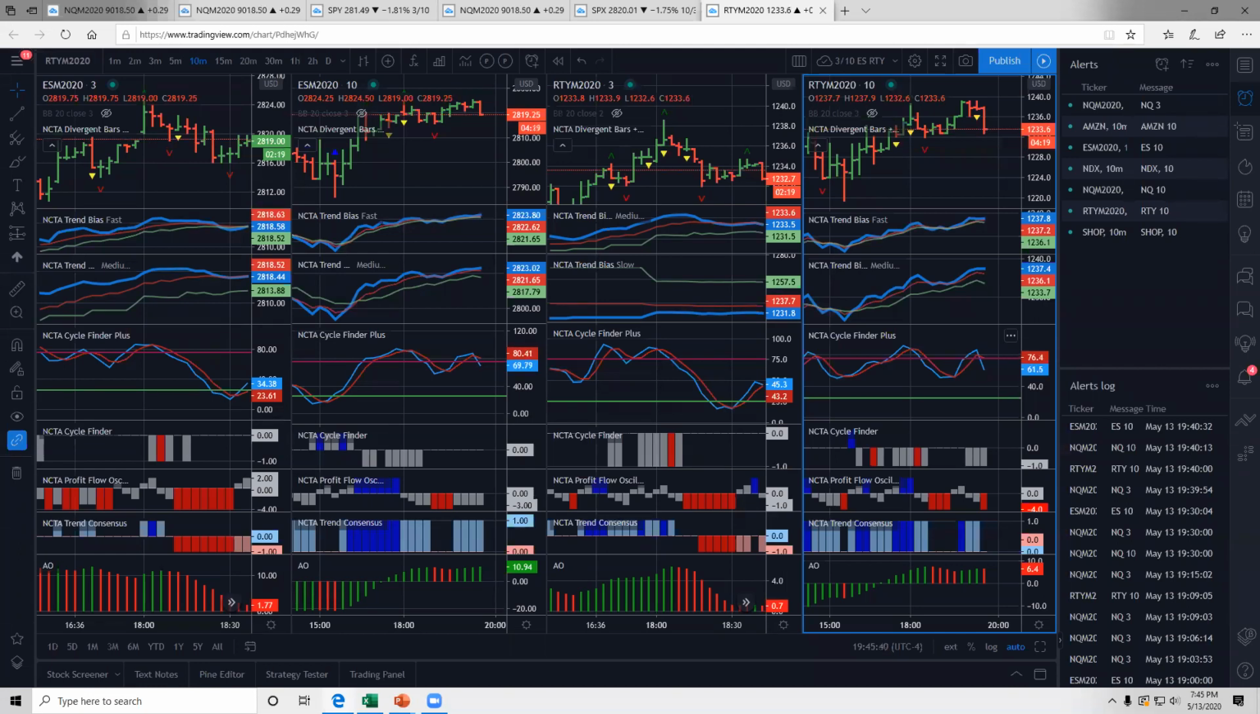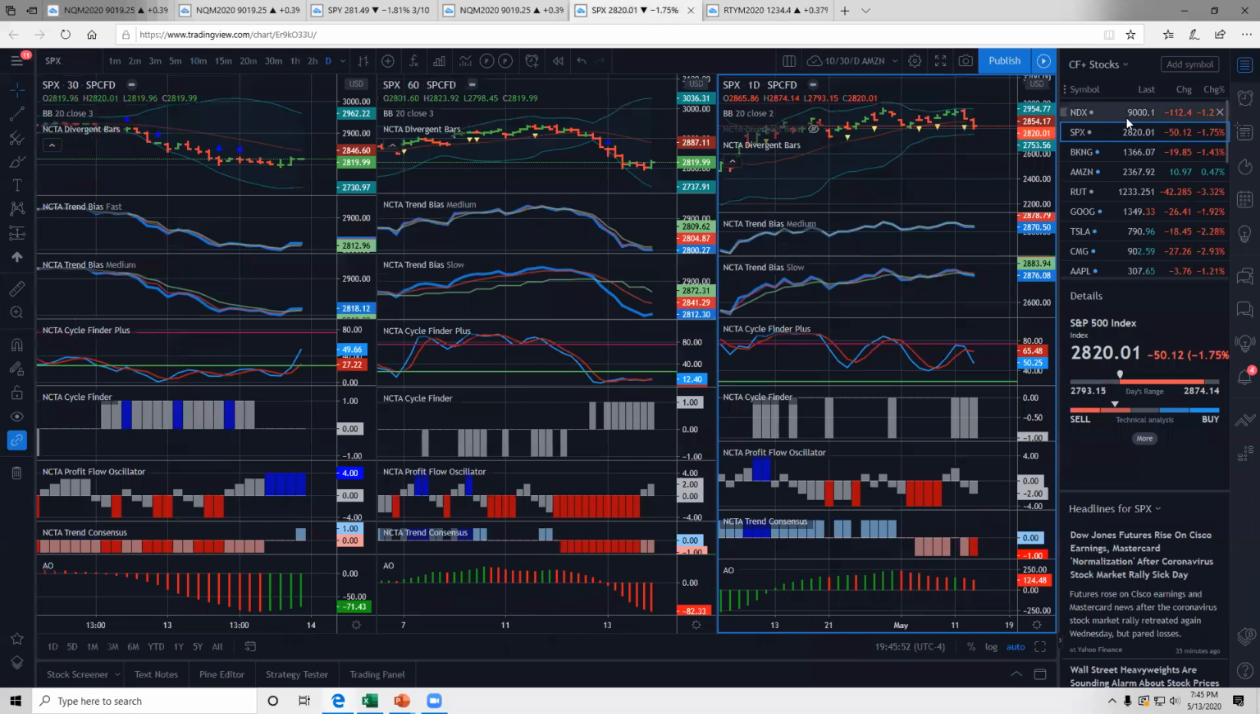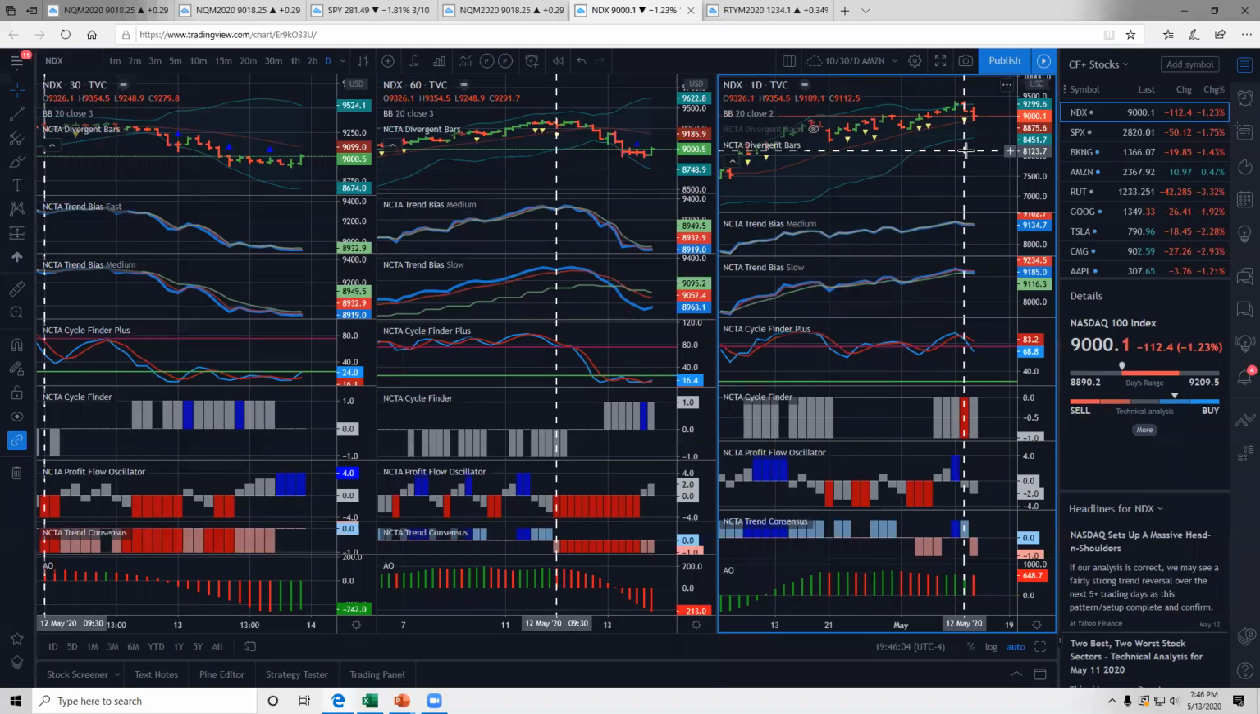Robert, your divergent bar is on daily chart NDX or SPX example. I'm not sure what your question is, Robert. We're showing them right now. I was showing the daily chart. There was a divergent bar on the SPX daily, and there was a divergent bar yesterday on the NDX daily. Yeah, thank you, Craig. Appreciate that.